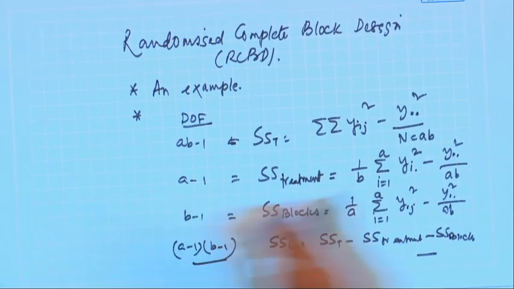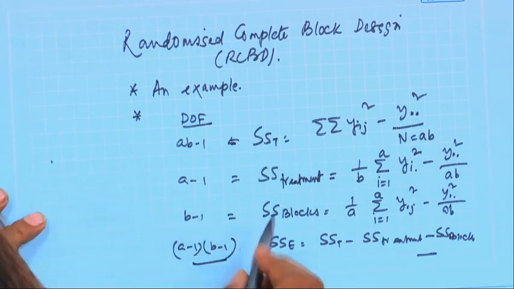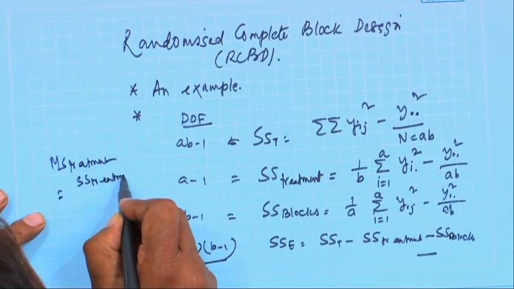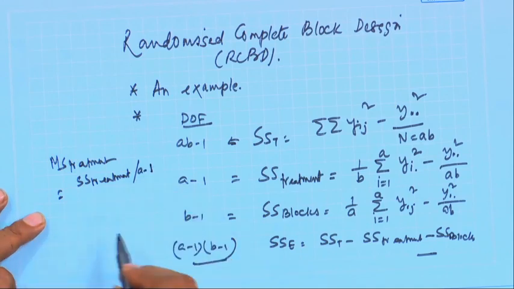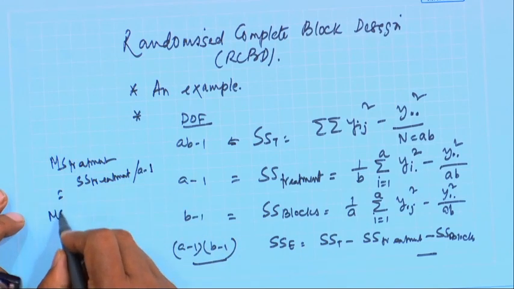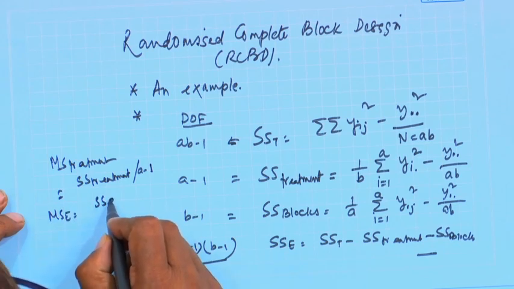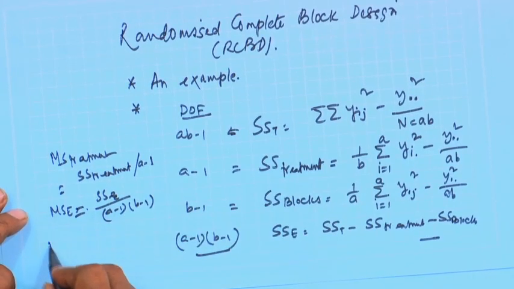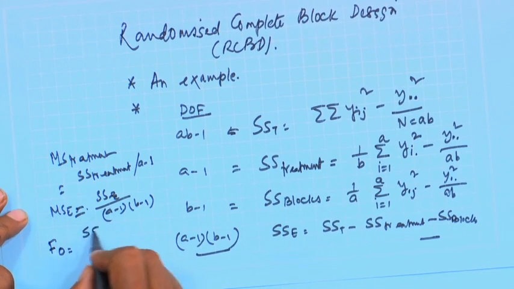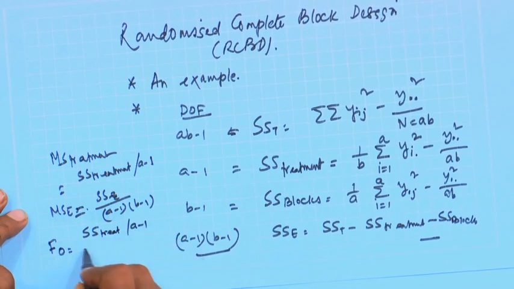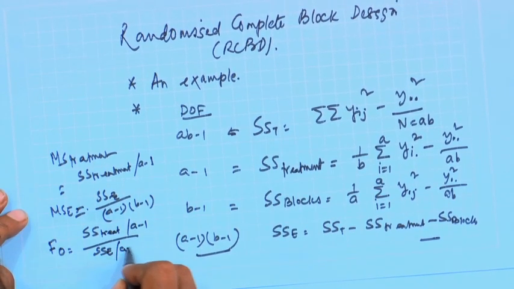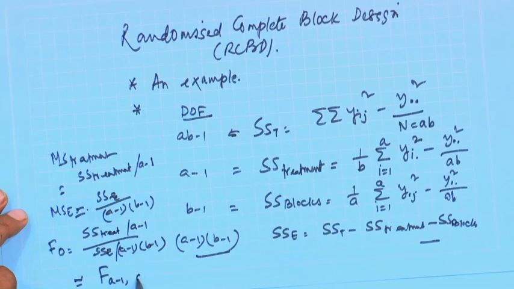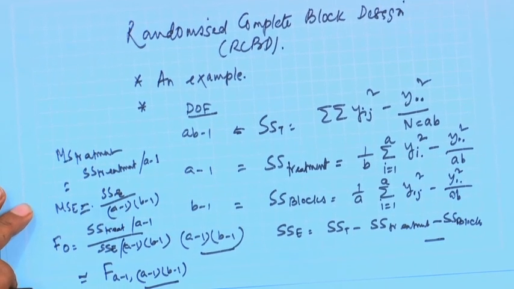You have seen this. Also you have seen that MS treatment we calculate as SS treatment by its degree of freedom, and MS error is SS error by a minus 1 times b minus 1 degrees of freedom. Then we computed F0, which is MS treatment by MS error, and that follows an F distribution with a minus 1 and a minus 1 times b minus 1 degrees of freedom.